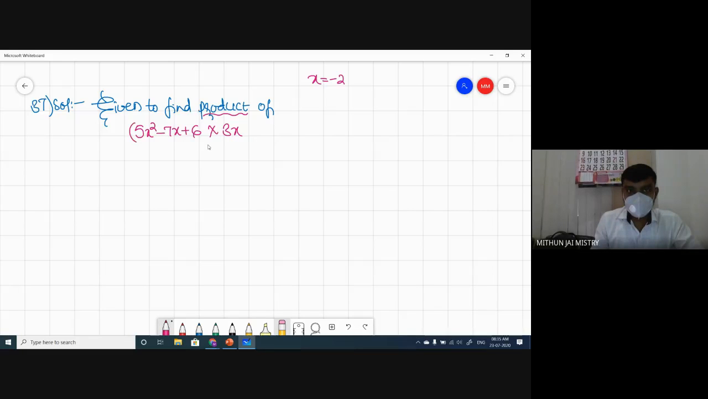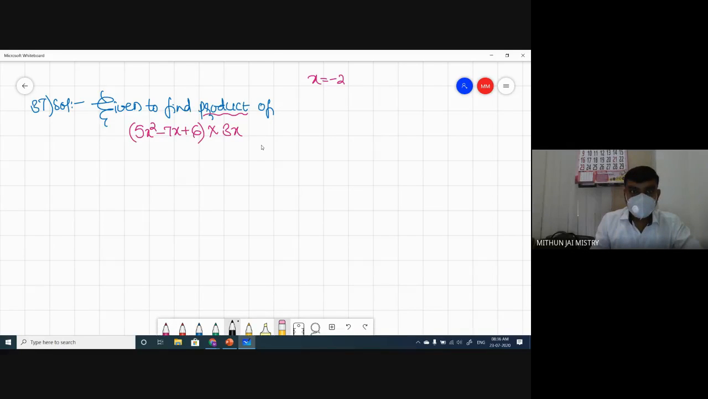Even you have to keep bracket also. When you keep bracket, then only this 3x will be distributed inside, right? Otherwise, if you don't keep the bracket, this 3x will be multiplied only with 6. So that's the meaning. I hope you understood. So now let me move ahead.